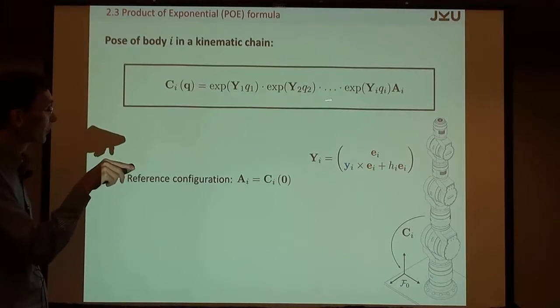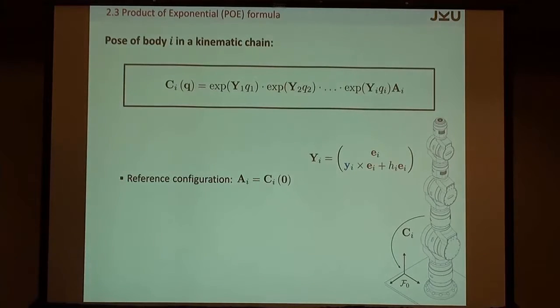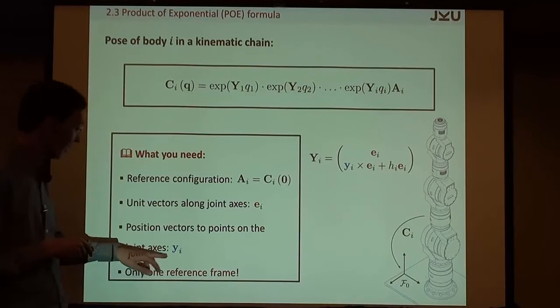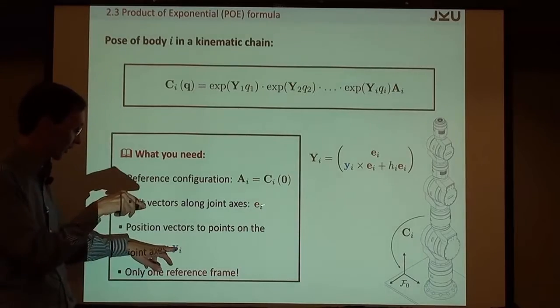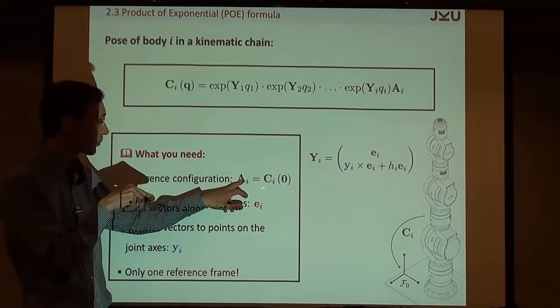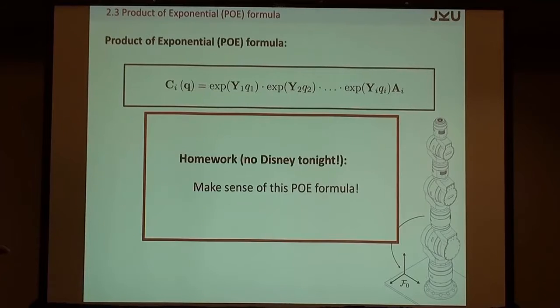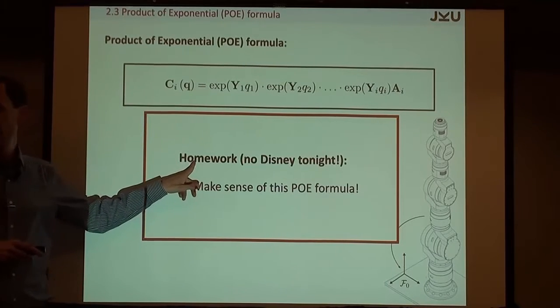And that's what we call the product of exponentials. Okay? And the pose of the body I in the kinematic chain is given by this product of exponentials. The only thing you need are, again, the 2 vectors that go into the screw coordinates and the absolute reference configuration. And I would like you to make sense of this formula.